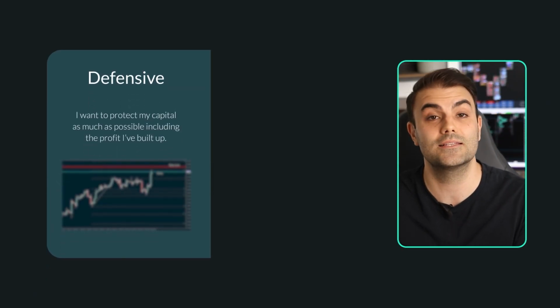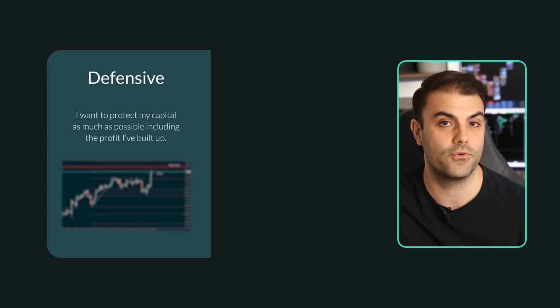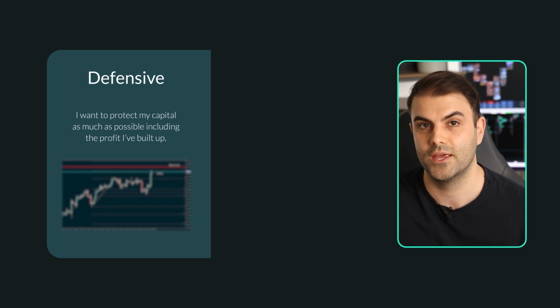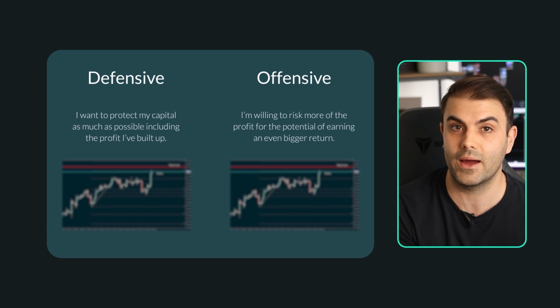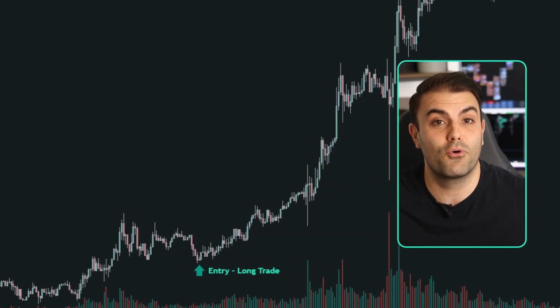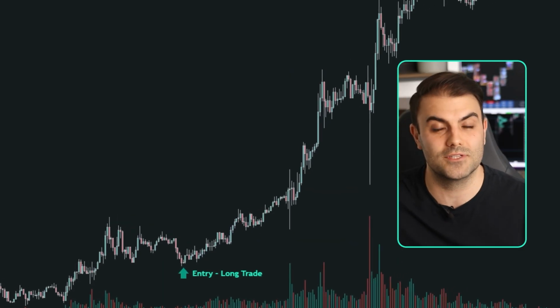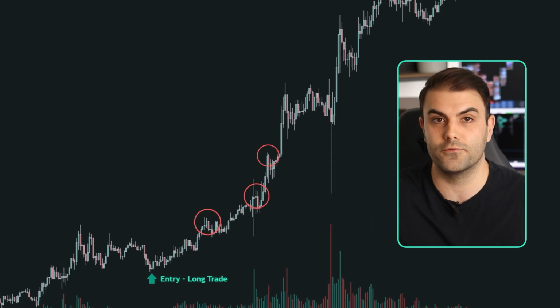for exiting the trade. A defensive approach means I want to protect my capital as much as possible, including the profit that I've built up on this open position. Whereas an offensive approach means I'm willing to risk more of that profit for the potential of earning an even bigger return. So let's think about why there might be a difference. We know that even when the price is moving heavily in a profitable direction for us, most of the time there will still be moments when the price moves against us.